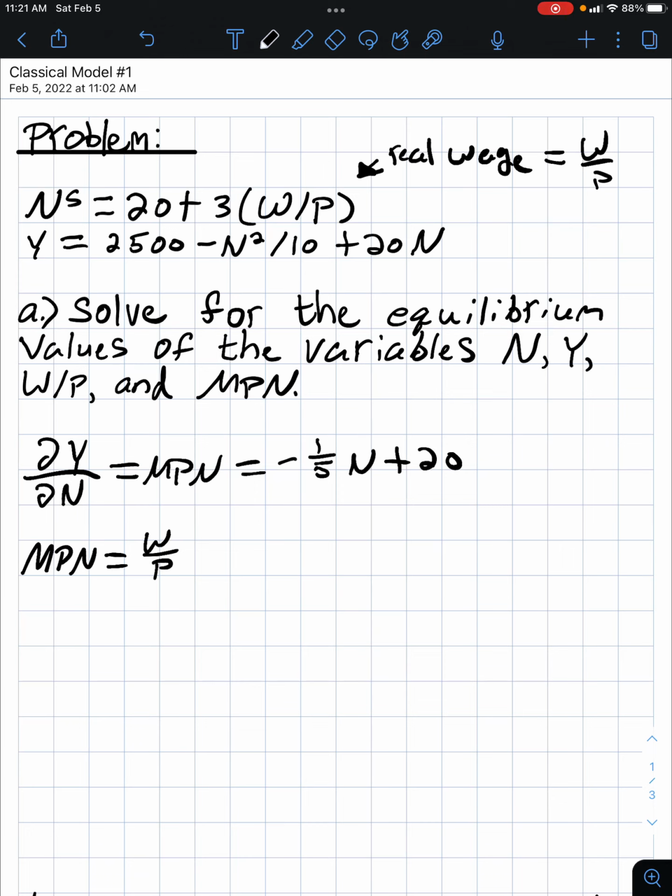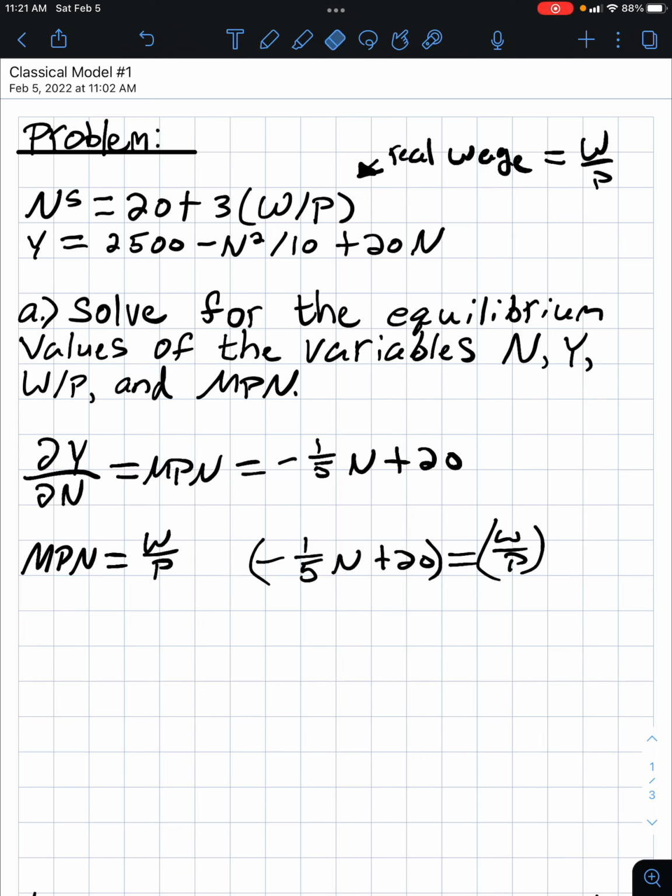So now that we know that, we can find our demand function, a labor demand function. So to do that, we set negative 1/5 n plus 20 equal to W over P. And then from here, we can times everything by 5.